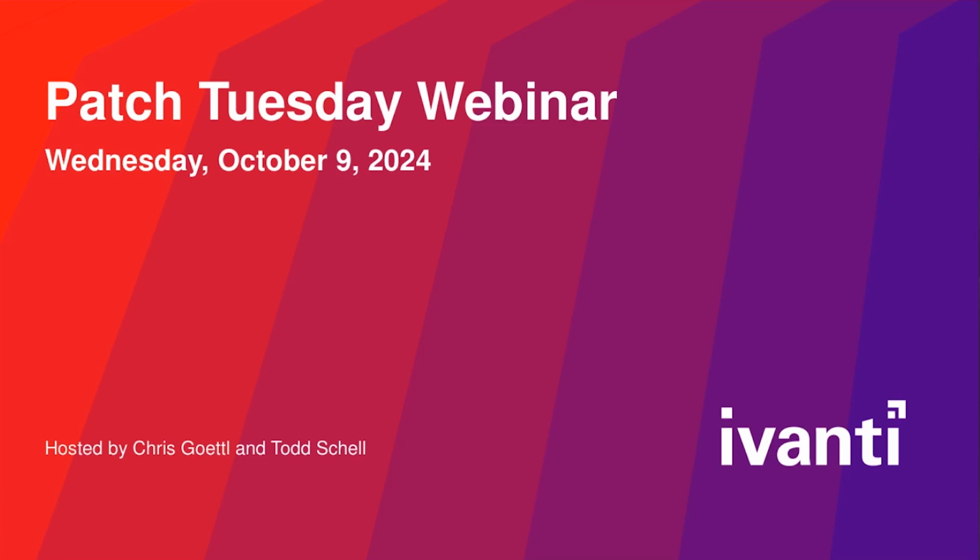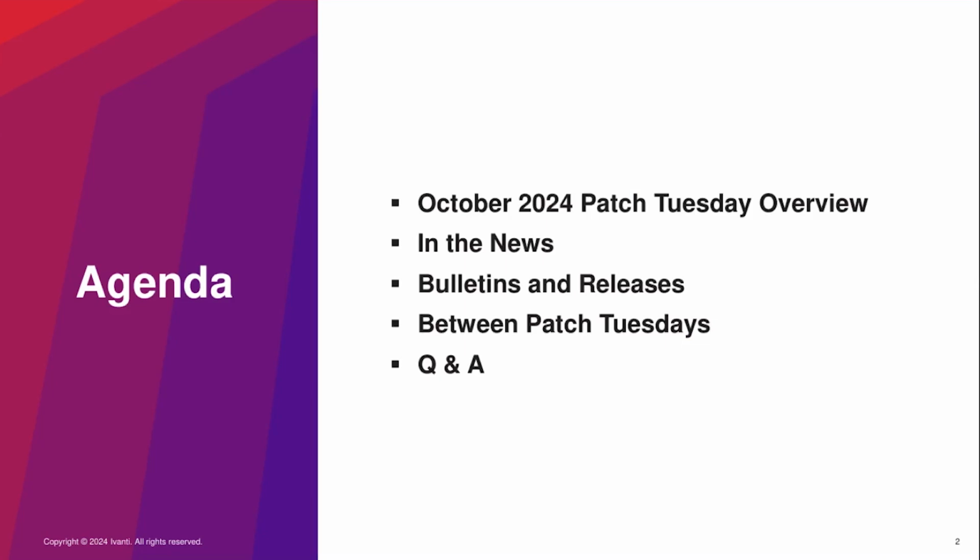So without further ado, we're going to jump in. We're going to cover the October Patch Tuesday, talk about some recent news and releases that you'll want to be aware of. Todd's going to give us an update on the bulletins and releases. We're also going to go into what we refer to as in between the Patch Tuesdays, which is looking at everything outside of Microsoft's Patch Tuesday event, and all the other security releases since last month.